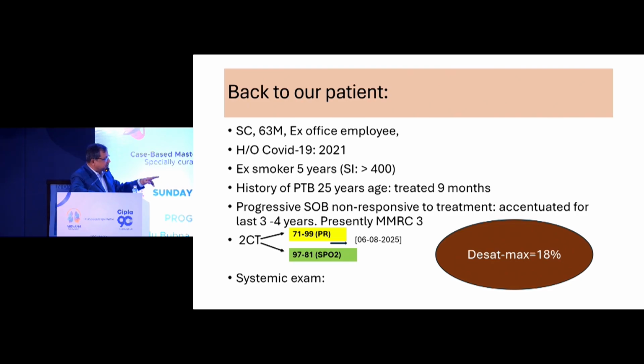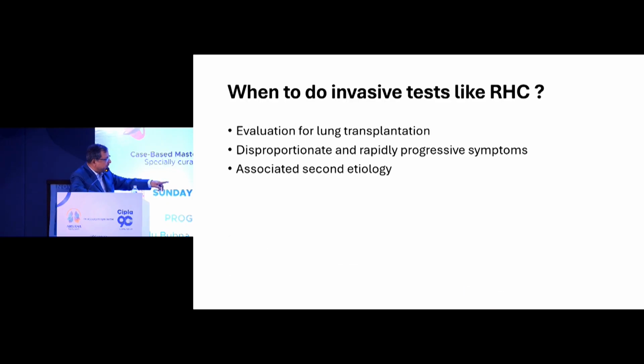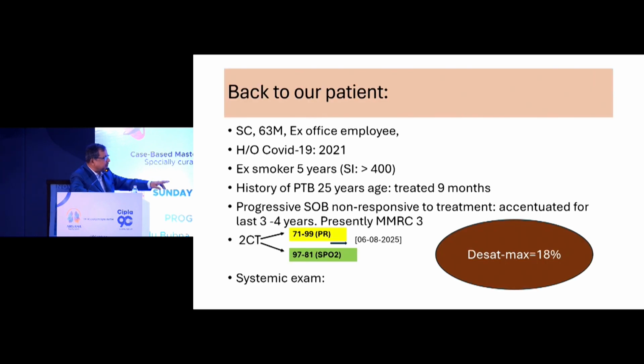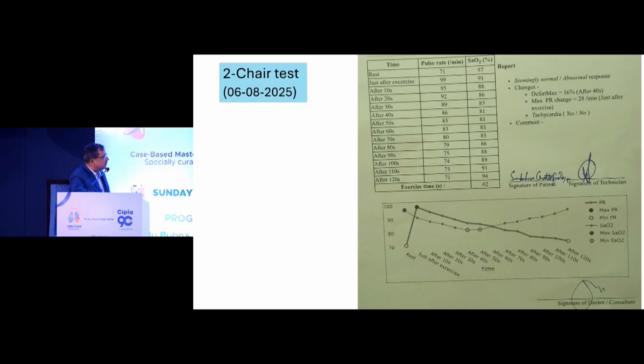This 6MWT I didn't mention on the first occasion. This patient had progressive shortness of breath, accentuated for the last 3 to 4 years. When we tested the 6MWT, the saturation fell from 97 to 81, so the desaturation maximum is 18%, very high. Then I thought there should be something more, because some experience plays a little role. Next slide. This is his desaturation going down and then up again.